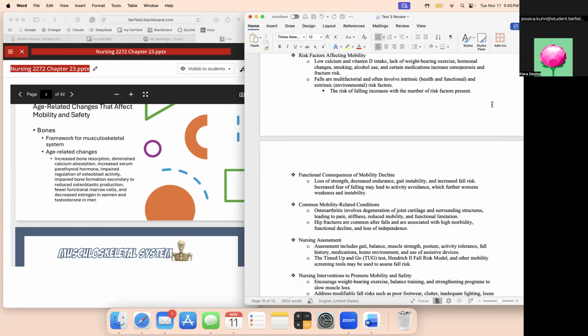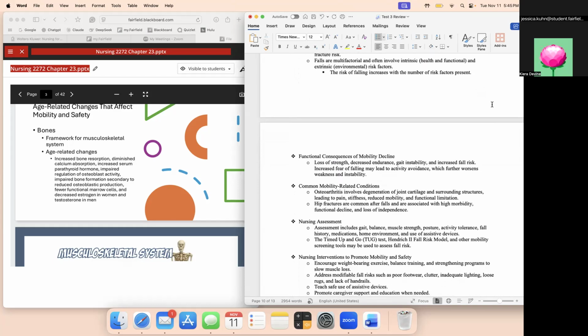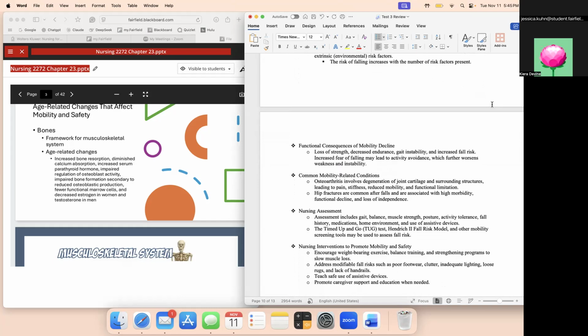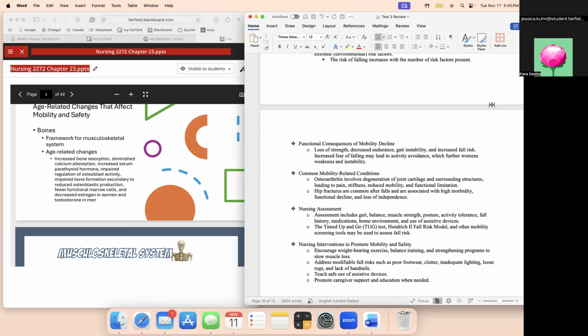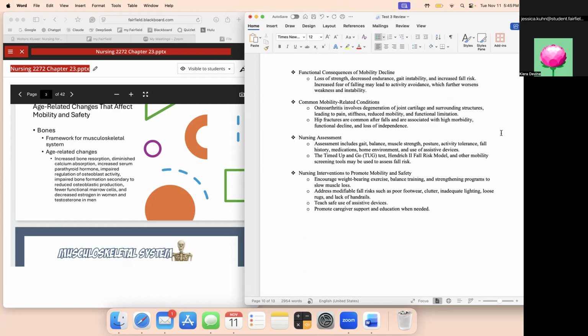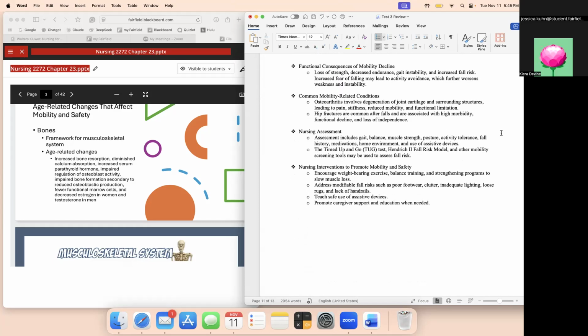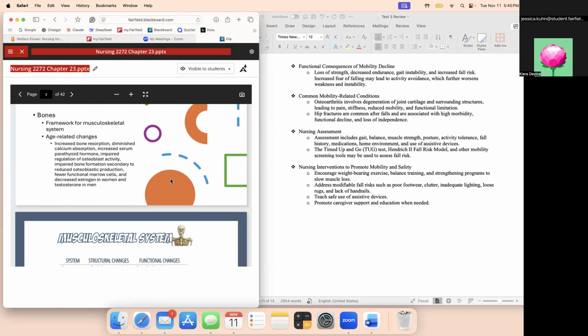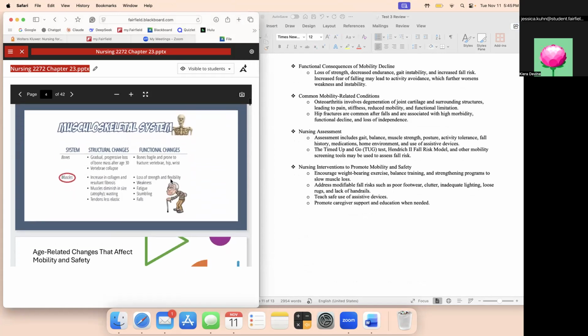Falls are typically multifactorial and often include intrinsic, meaning health and functional, and extrinsic, meaning environmental risk factors. The risk of falling increases with the number of risk factors present. Functional consequences of mobility decline: the loss of strength, decreased endurance, gait instability, increased fall risk. The increased fear of falling may lead to activity avoidance, which, like a feedback loop, will further worsen weakness and instability.